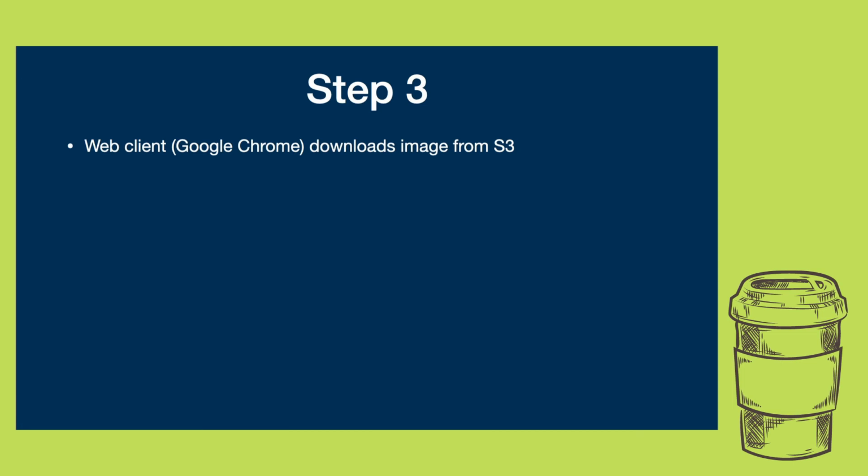In step 3, now the browser, in our case Google Chrome, has the image URL. This is the image URL that your backend sent to the front end. Your web client can go ahead and do a simple GET operation to download the file from S3 directly. Once your browser downloads the image directly, your user can go ahead and see the image. Even though these look like multiple steps, all these happen almost immediately, so there is no lag that you have to worry about.